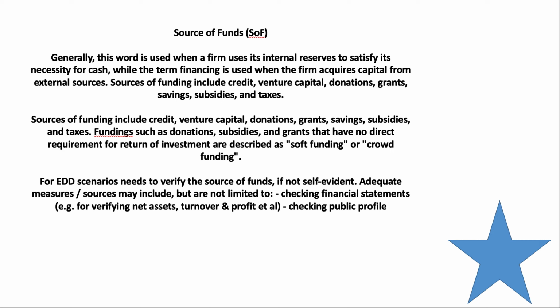Most of the time, for source of funds, you would probably just want to use the financial accounts, that would be your profit and loss and your balance sheet, which would be the most likely scenario. Most of the time you can obtain this information from Companies House if it's a UK business, or you'll probably have to go to the client otherwise to obtain that information.